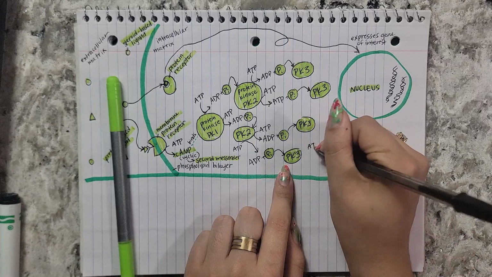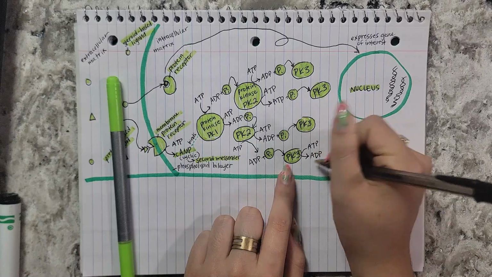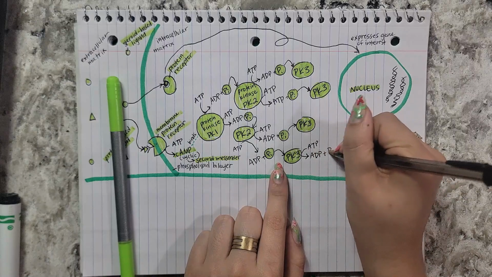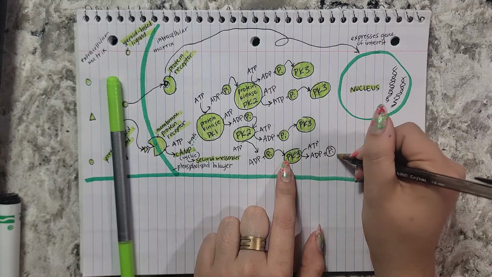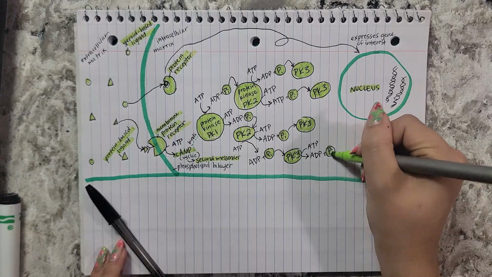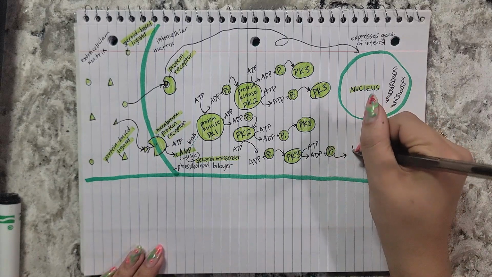It's going to phosphorylate. This one's going to break down ATP. Don't worry, we're not going to draw another level of protein kinases. We are going to draw this PK phosphorylating something. What's it going to phosphorylate? Well, this one is going to phosphorylate a transcription factor.